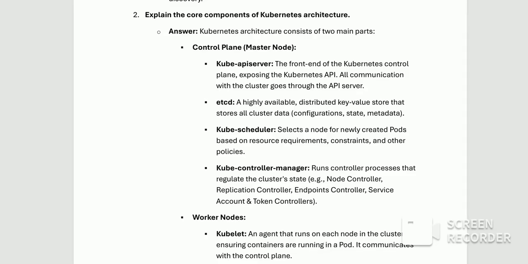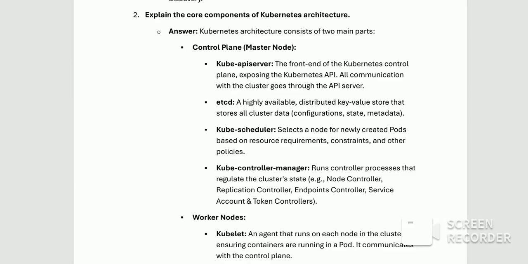The second one is the etcd cluster. It is a highly available distributed key-value store that stores all the cluster data, configuration state, and metadata. The third one is Kube Scheduler. It selects a node for newly created pods based on resource requirements, constraints, and other policies.